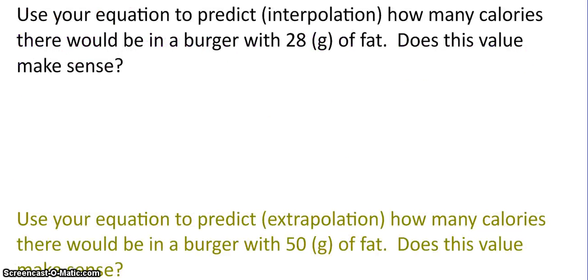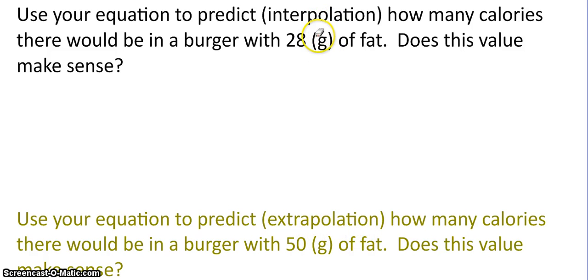Alright, last part, use your equation to predict how many calories there would be in a burger with 28 grams of fat. Does this value make sense? And then use your equation to predict how many calories there would be in a burger with 50 grams of fat. Does this value make sense? I want you to pause the video and do both of these. The first one is called interpolation. The second one is called extrapolation.